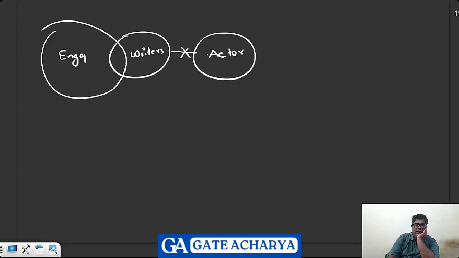See, if actor has a negative relationship with writers, we have shown here that some of the engineers are also writers. So some of the actors will have a negative relationship with some of the engineers also. If I take some engineers here, then some of the engineers will have a negative relationship with actor. So then how can all actors be engineers? Are you understanding what I'm trying to say here?